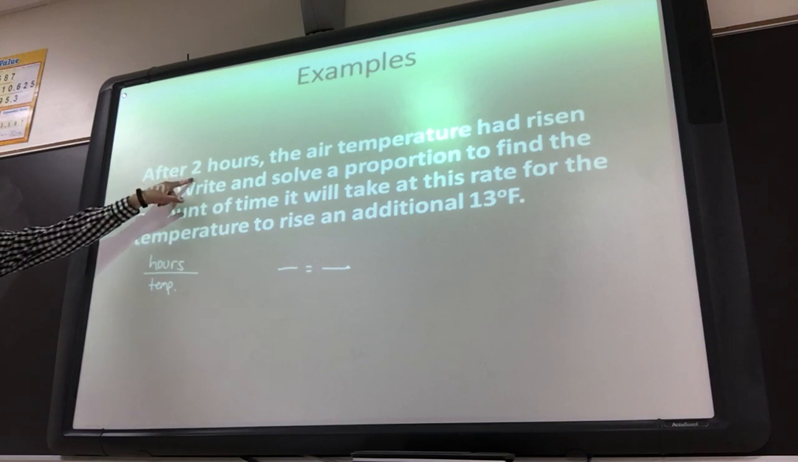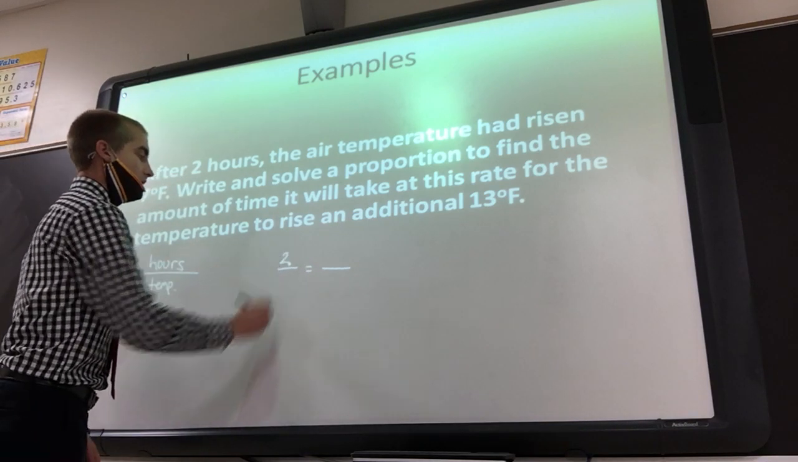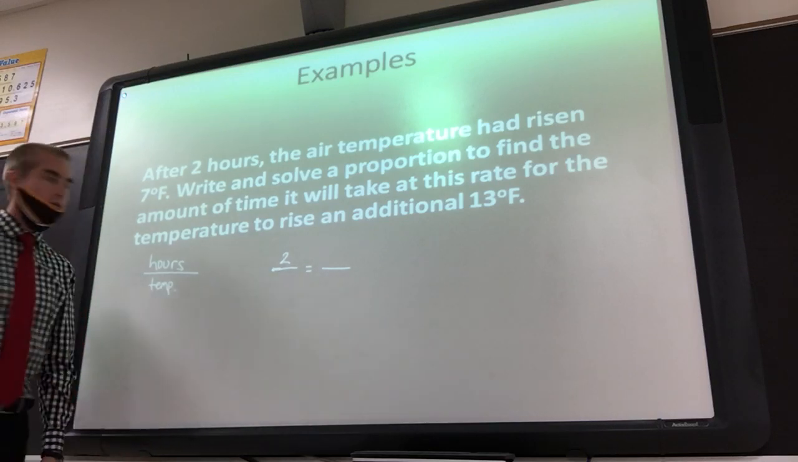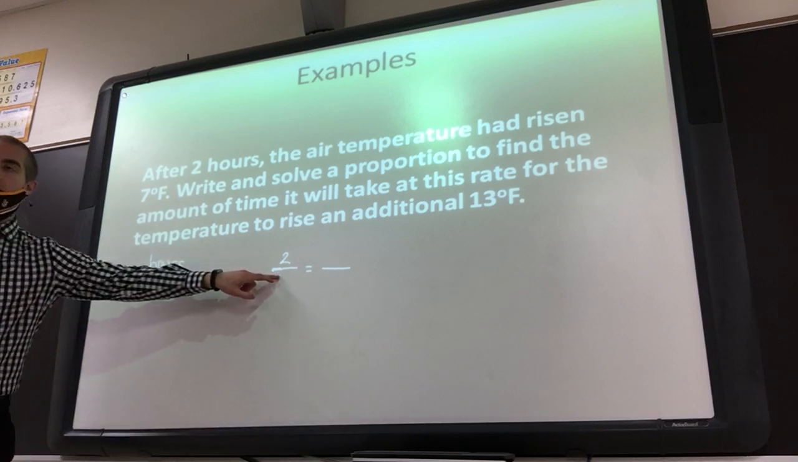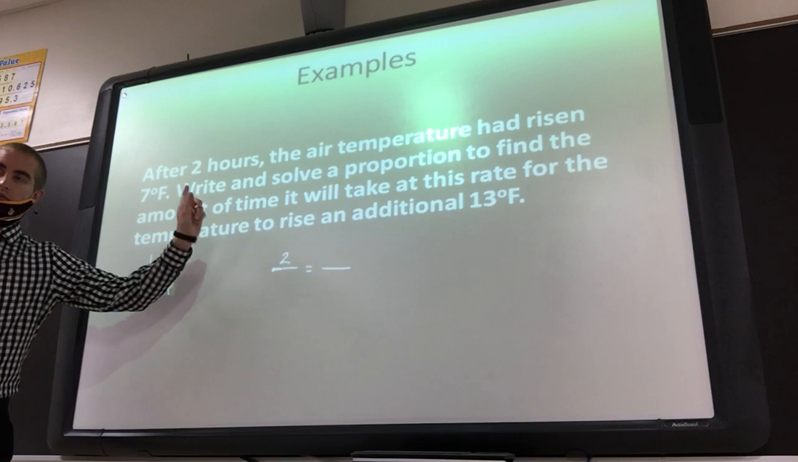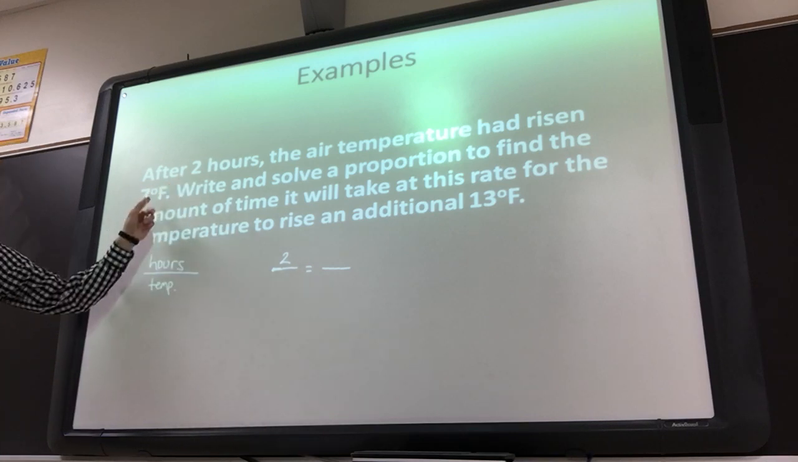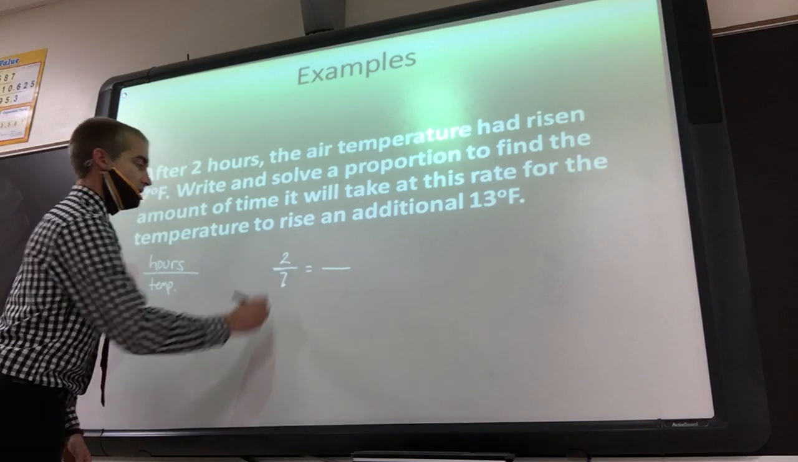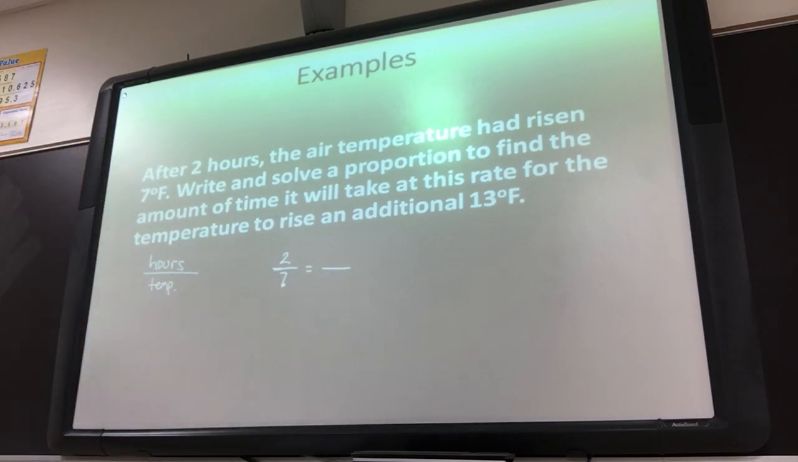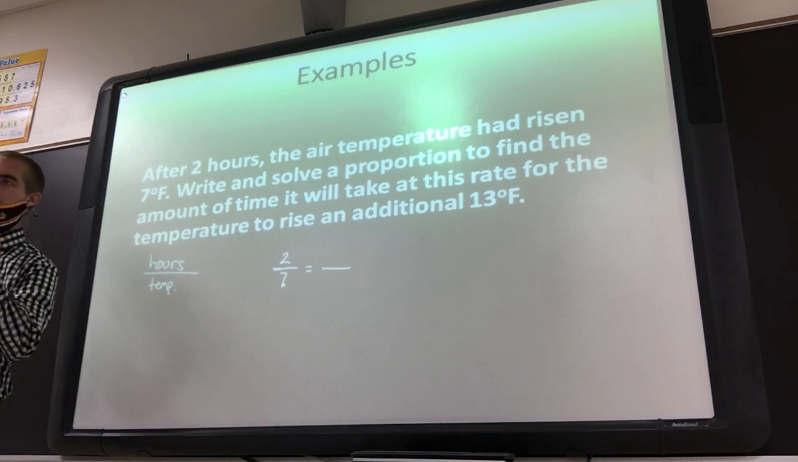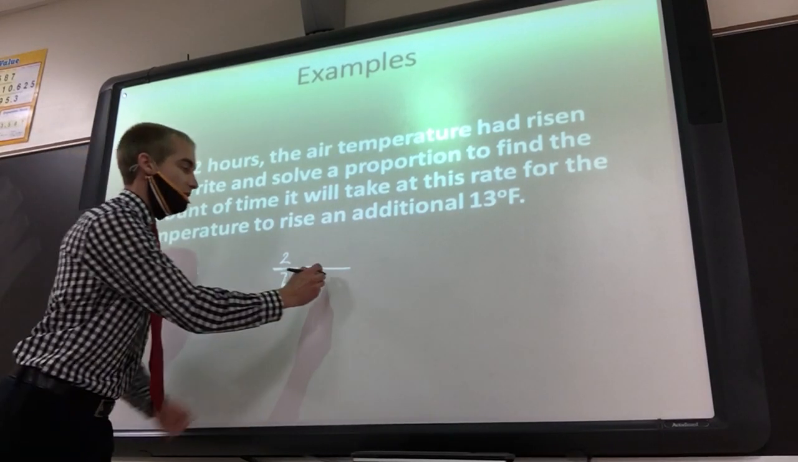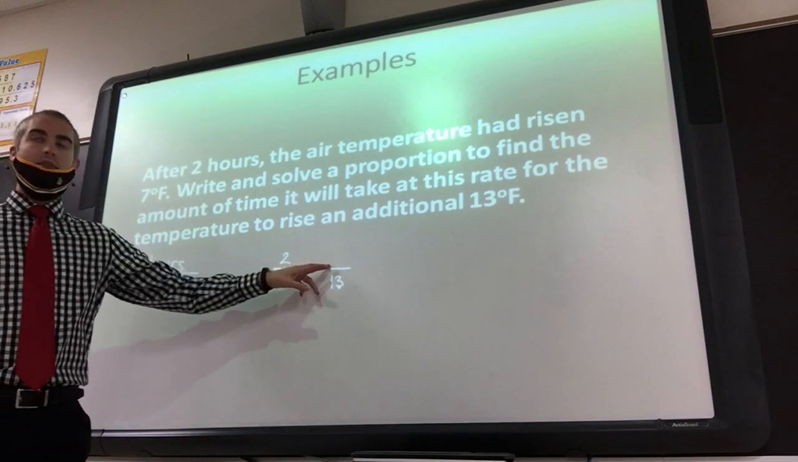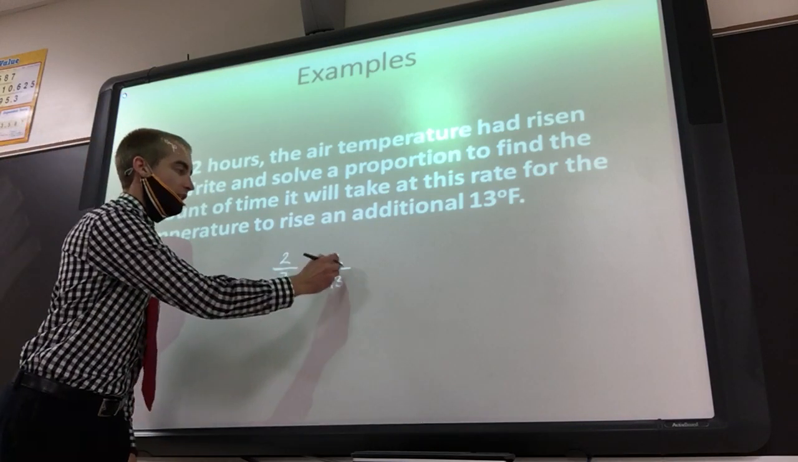So one of the values for hours is 2. 2 over what? 7. So temperature goes on bottom. And what temperature goes with the 2 hours? 7 degrees. After 2 hours, it had risen 7 degrees. So 2 over 7. We've got one other number. Remember, we should have 3 numbers and 1 variable. Where does that 13 need to go? Top or the bottom? The bottom, because 13 is temperature. Temperature goes on the bottom. So on top, this is that missing piece. Let's put an x there.